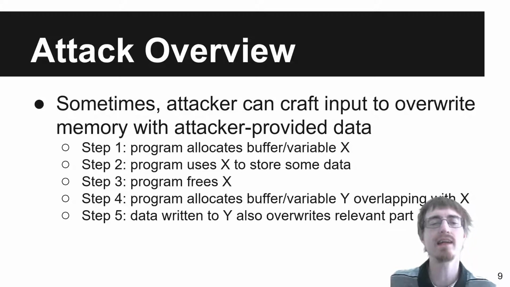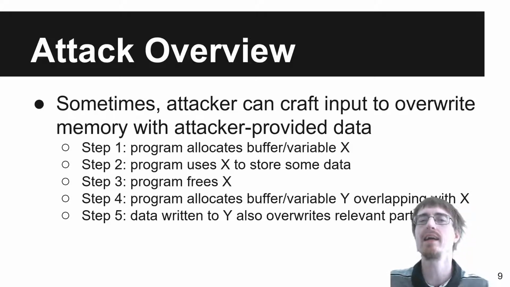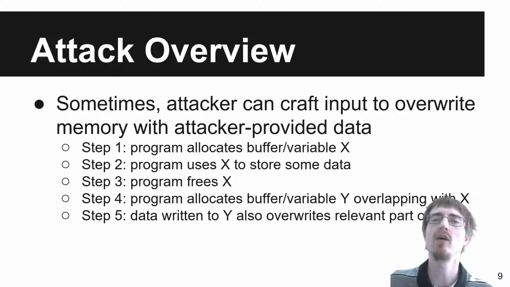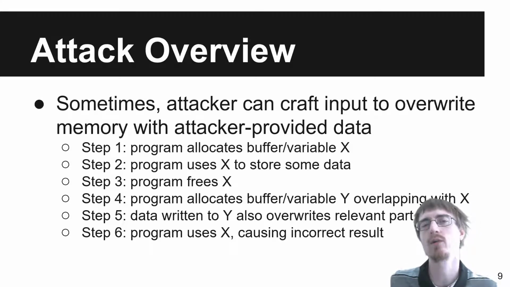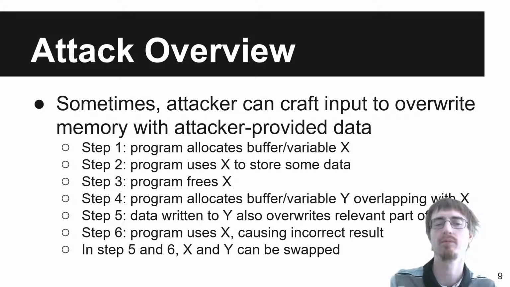So the next step, and this is where it goes wrong, this is where we get actual corruption. Now any data written to y also overrides some relevant part of x. And finally, the program then uses x, causing an incorrect result. So if the attacker wrote some data there that was particularly harmful inside x, even if it was permissible within y, then this would typically cause the program to behave exactly as the attacker intended. And then the use after free vulnerability is successfully exploited.